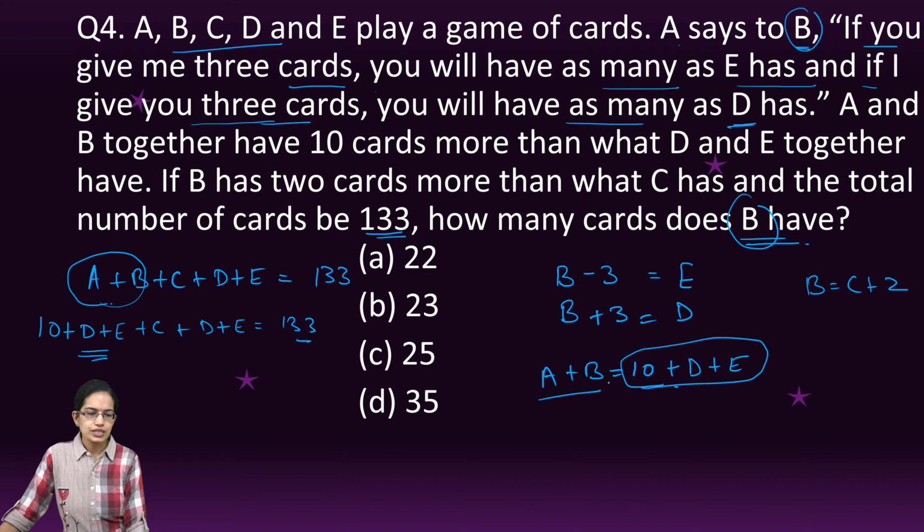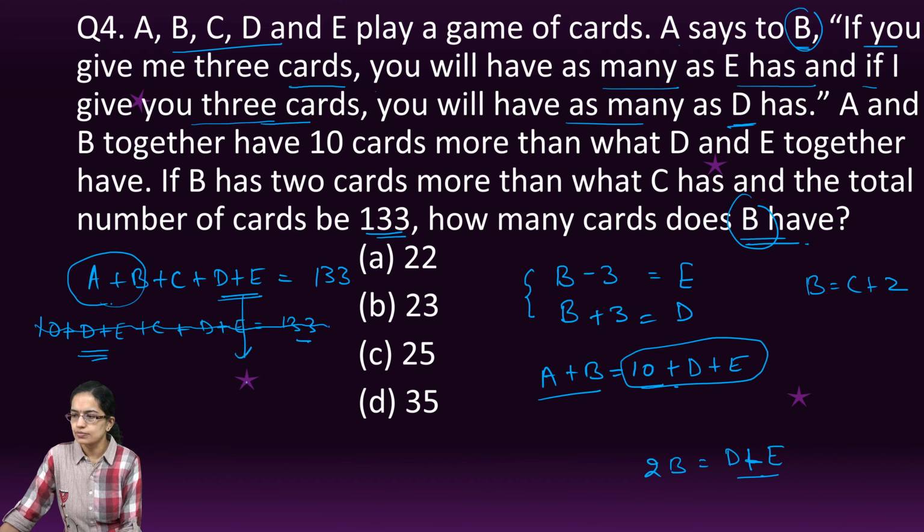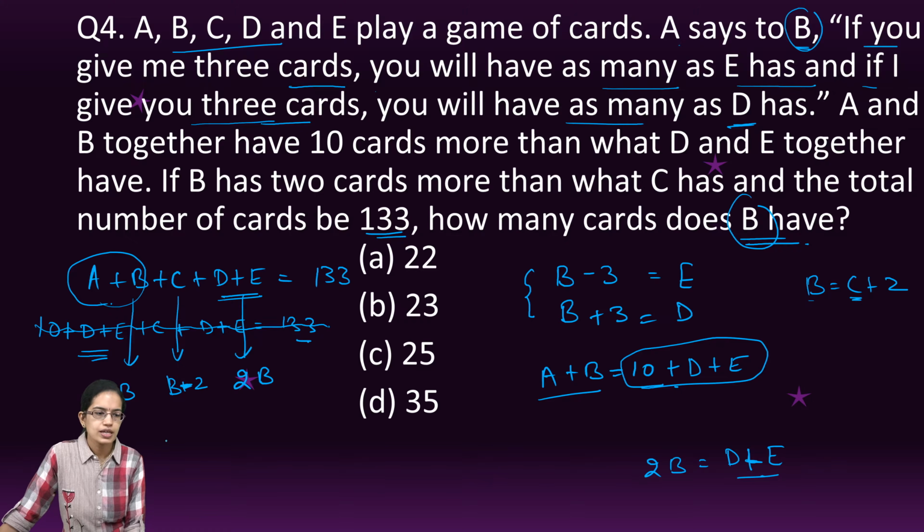So rather than solving it in this fashion, I first solve these 2 equations. From these 2 equations, I get 2B is equal to D plus E. Now I remove this equation. Now D plus E I can substitute as 2B. B would remain B. What would C be? C would be B minus 2. That would be C.